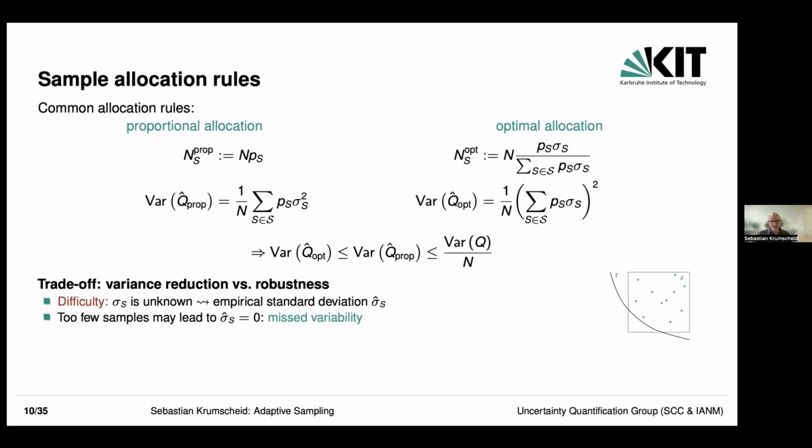The difficulty is, if you go for optimal allocation, which is optimal as the name suggests, so this is what we want to do, the number of samples in each stratum depends on the variance or the standard deviation inside each stratum, which we usually do not know. So this result is only useful if you knew the variances or the standard deviations in the strata.